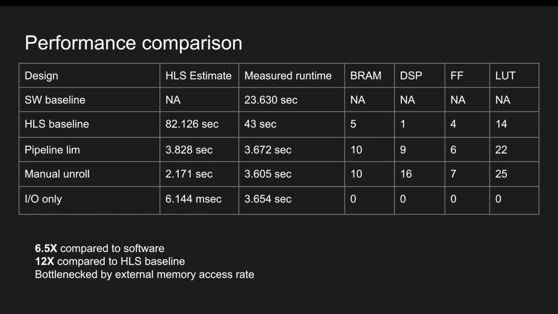We can see that the HLS baseline was almost 2 times slower than the software baseline, which shows that optimal HLS code is often not the same as the optimal software. Furthermore, we were able to see a 12x speedup just from pipelining the limit loop and could further reduce the expected execution time by almost 2 times with manual unrolling.